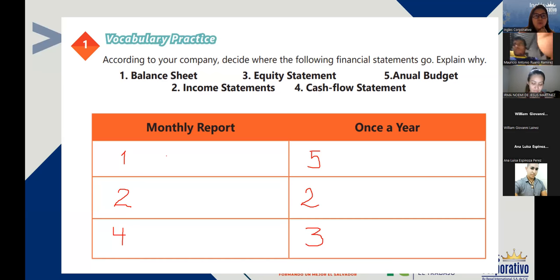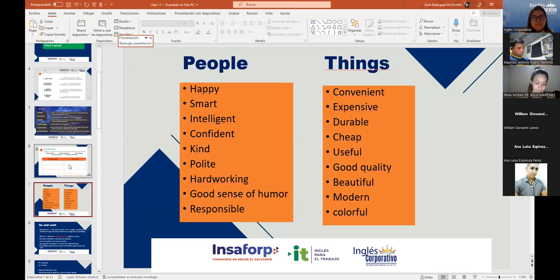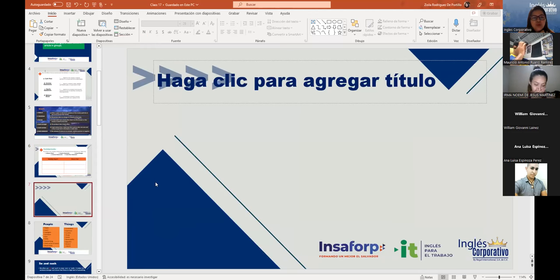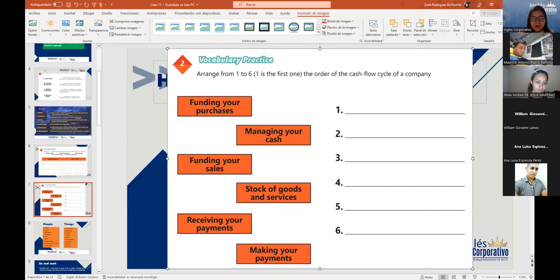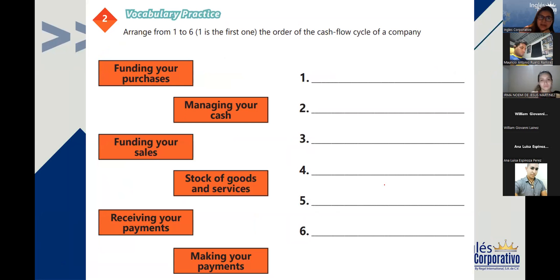Check. When we are talking about the cash flow, do you remember cash flow? We were mentioning it yesterday, right? When we mention the cash flow, how do we order that cash? Remember, we were mentioning that yesterday, so we eliminated it from here. Nice. Now see. We have six activities we can say that we follow when making or ordering or talking about all the process of the cash flow cycle in a company.